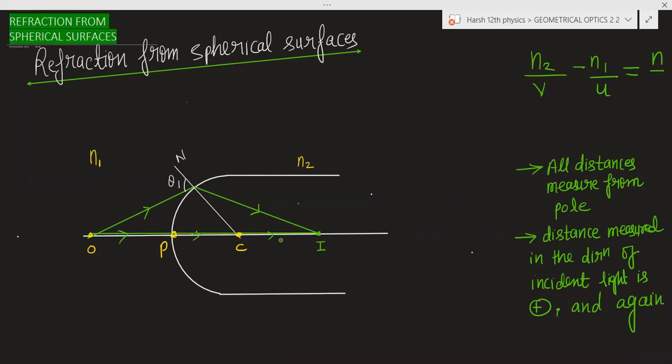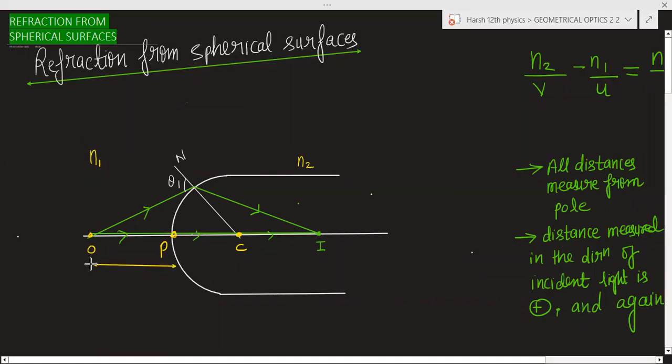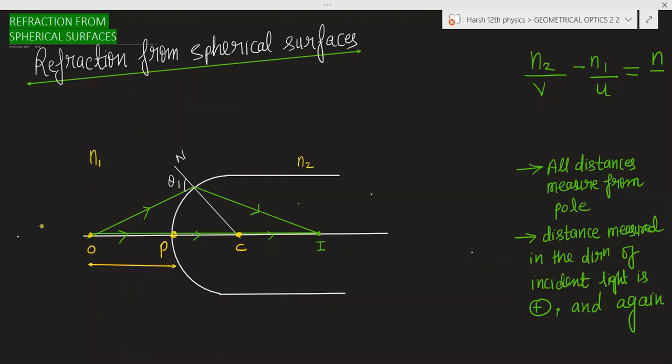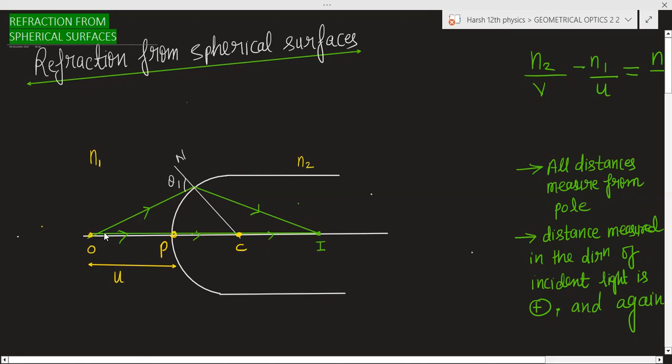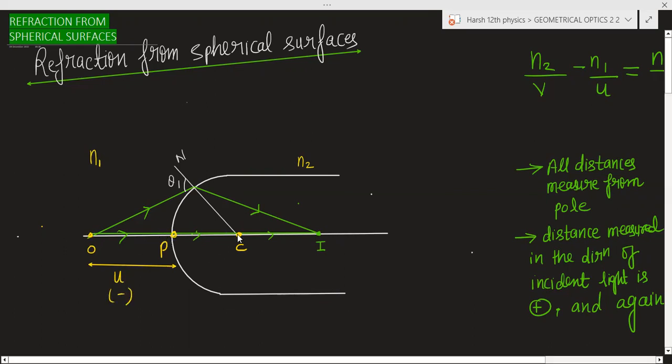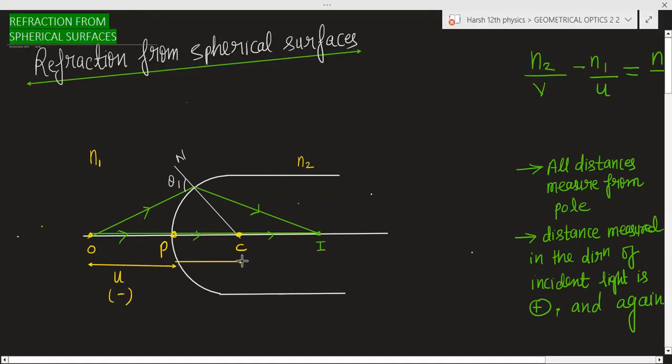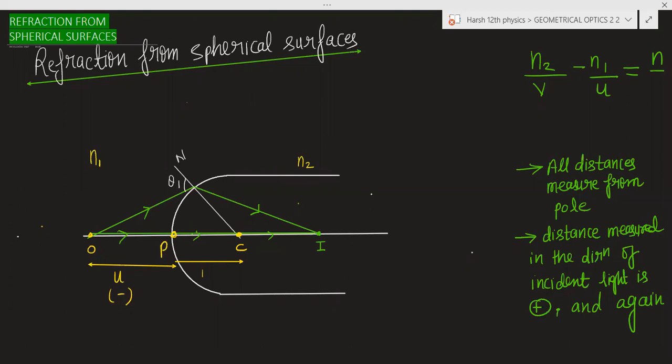Now mark the distances. What are the distances here? This distance between the pole and the object is the object distance, U. You will take it as negative, because the direction of the incident light is this, and you are measuring the distance against it. Now, the distance between the pole and the center of curvature is the radius of curvature. You are measuring this distance in the same direction as the incidence, so the radius of curvature will be taken as positive.